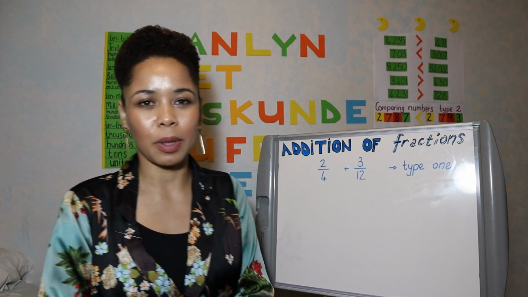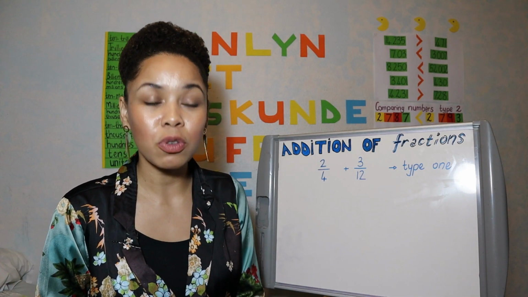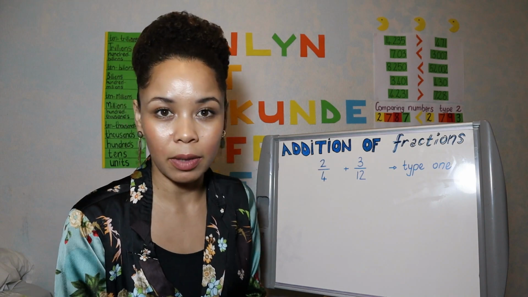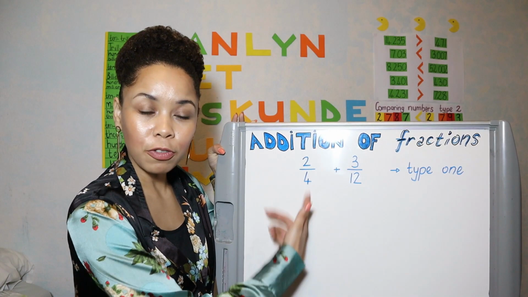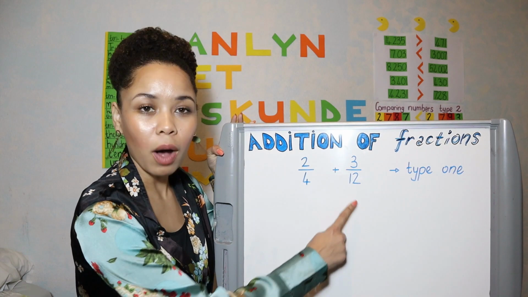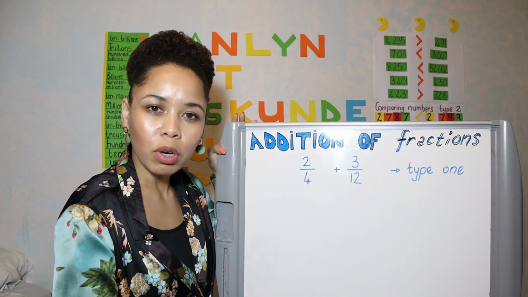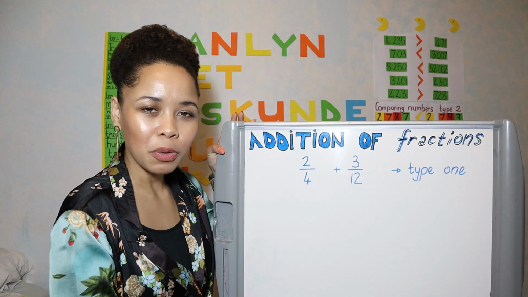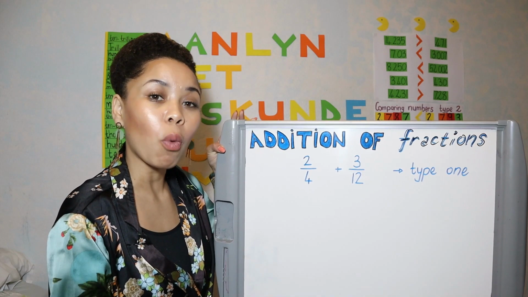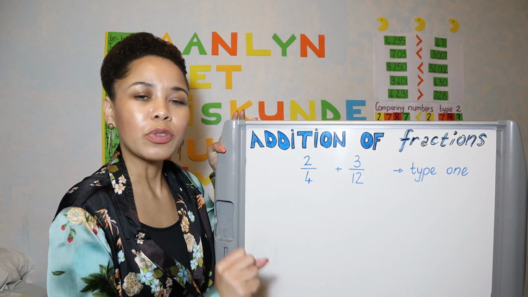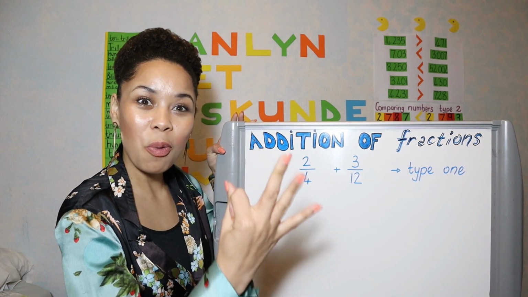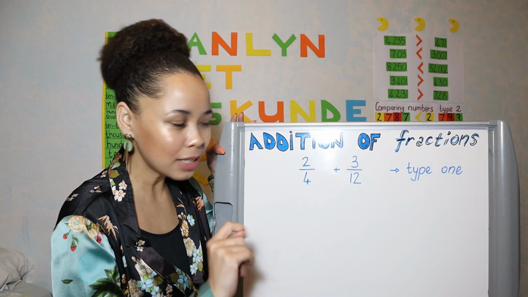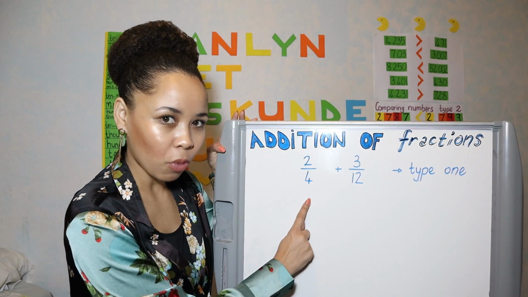So our first type is when the denominators are multiples of each other. When I look at my first example, the first denominator is a 4 and the second denominator is a 12. Now I check, are they multiples of each other? How do I do this? I count in 4s and I check, is 12 one of the multiples of 4? If we count, we have 4, 8, 12, which means that 12 is a multiple of 4.